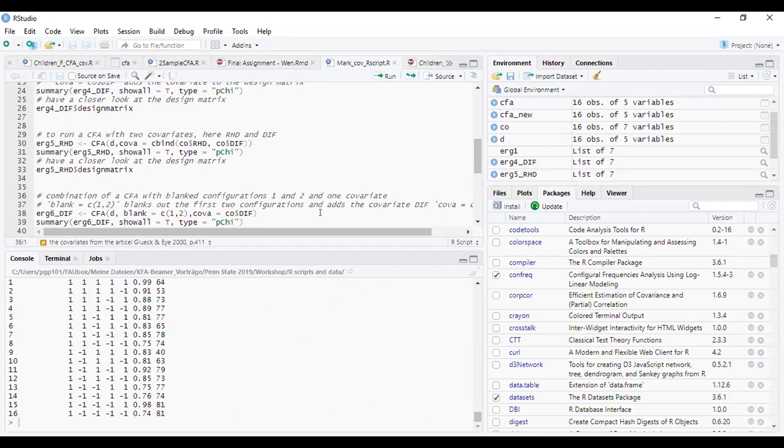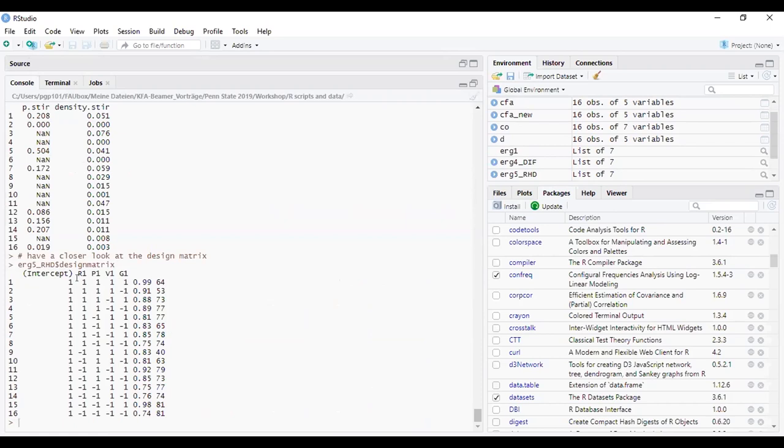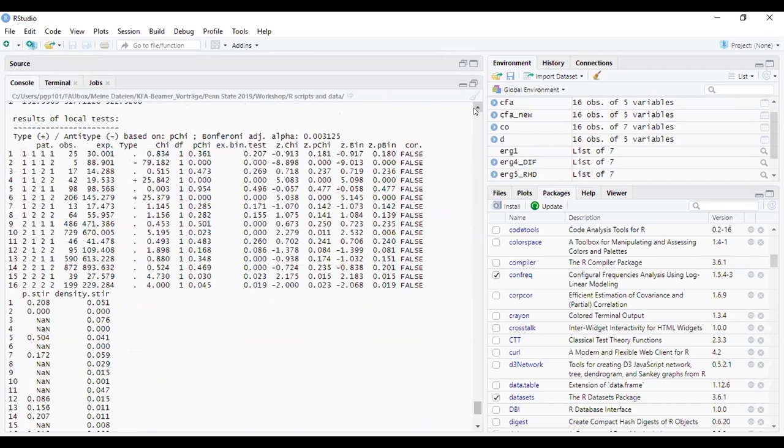You see, this is now how the design matrix looks. We have here the effect codes, and then we have a column for right-handedness and item difficulty. And now we see that we still have one antitype and two types, but we lost many types. So that means that we used very good covariates.